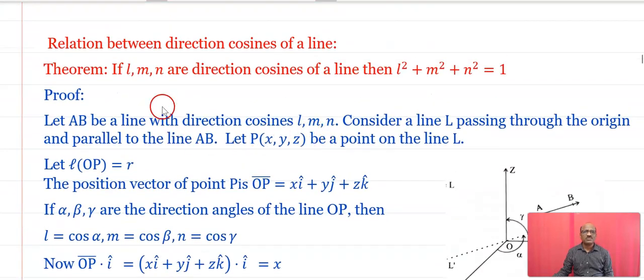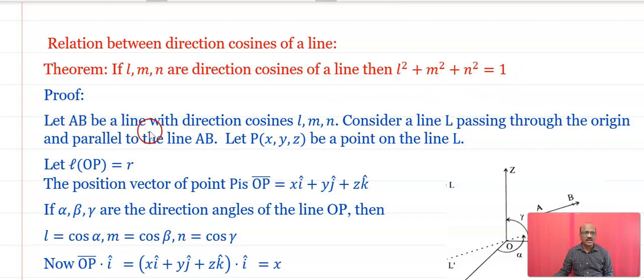Now the relation between the direction cosines of a line. The direction cosines are L, M, N. Is there any relation? Yes, there is a relation. What is that theorem? If L, M, N are the direction cosines of a line, then L square plus M square plus N square is equal to 1.